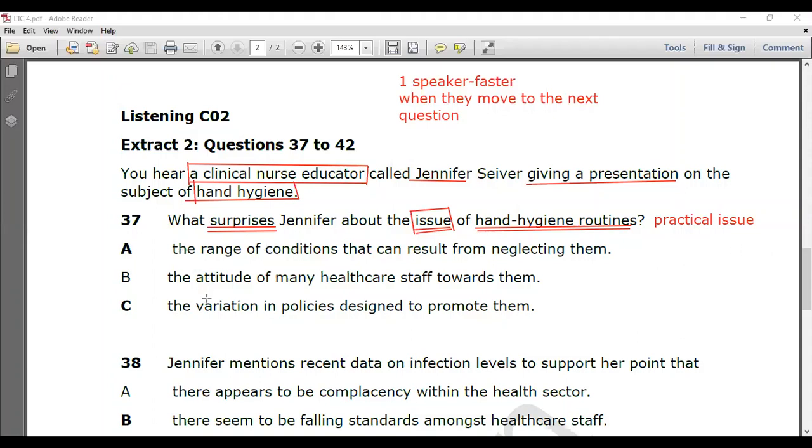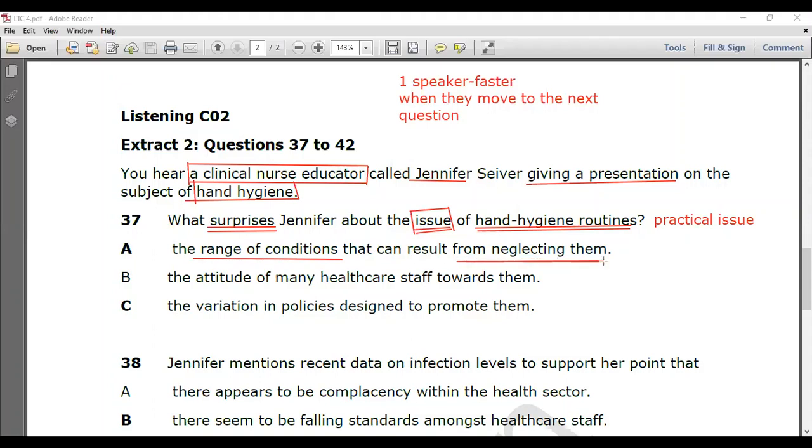Now, while you look at the answer choices, you try and identify the keywords from the answer choices. So what are the usual keywords that you look for? The usual keywords are most of the time, if you pay attention to the negative words. So it's important to highlight negative words from the answer choices. So here you have this word, neglecting them. Range of conditions that can result from neglecting them.